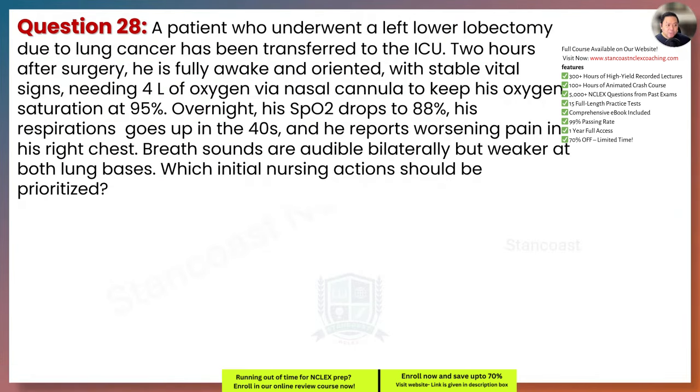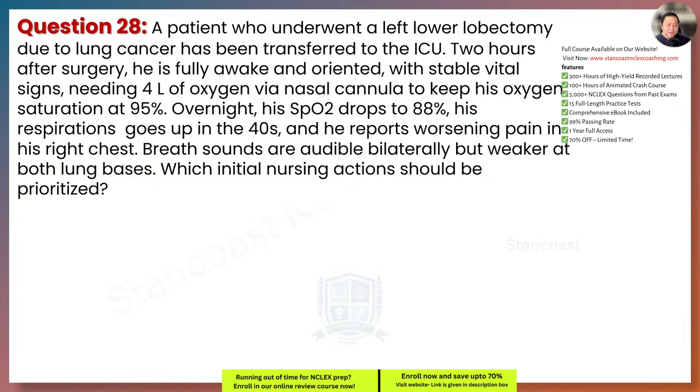28. A patient who underwent a left lower lobectomy due to lung cancer has been transferred to the ICU. 2 hours after surgery, he is fully awake and oriented with stable vital signs, needing 4 liters of oxygen via nasal cannula to keep his oxygen saturation at 95%. Overnight, his saturation drops to 88%. His respirations go up in the 40s, and he reports worsening pain in his right chest. Breath sounds are audible bilaterally, but weaker at both lung bases. Which initial nursing actions should be prioritized?